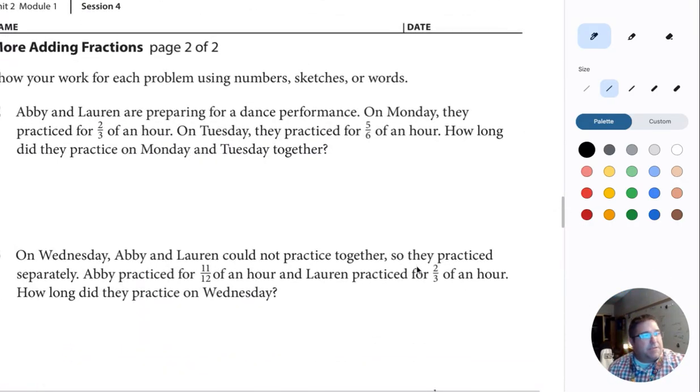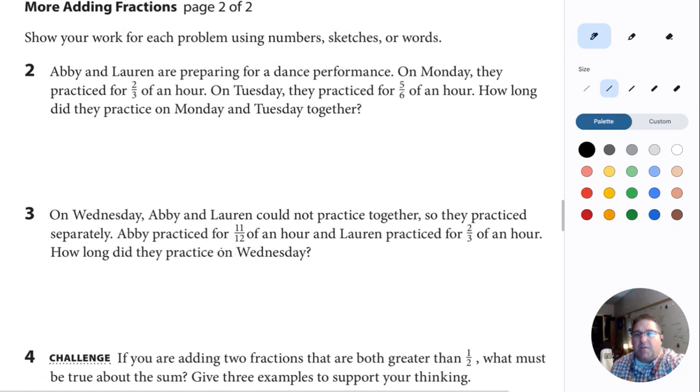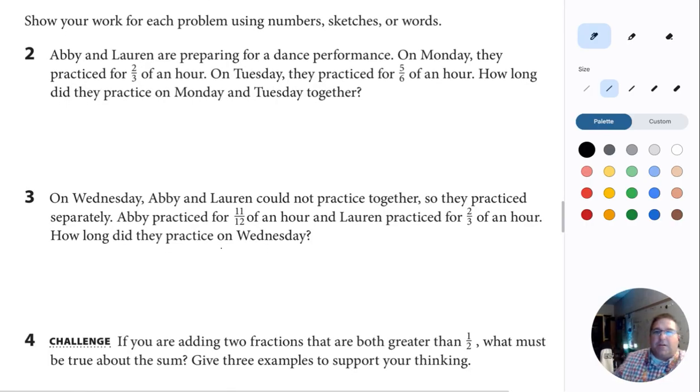All right, up next, Abby and Lauren are preparing for a dance performance. On Monday, they practice for 2/3 of an hour. On Tuesday, they practice for 5/6 of an hour. How long do they practice on Monday and Tuesday together?